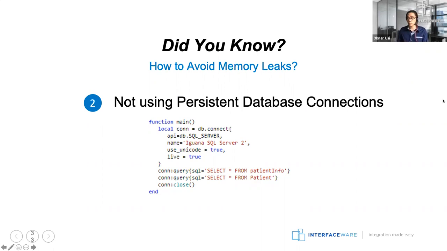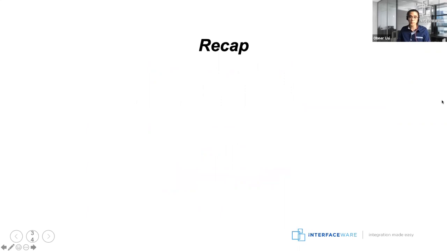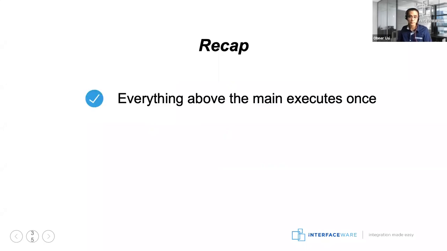For now, let's recap what we learned and tie it back to the main focus of this webinar, which is how to keep your channels running smoothly. We talked about how everything above the main executes once. It's great to put constants or templates here, so you don't need to execute them each time the script runs. Of course, what you decide to put above the main is completely up to you and certainly not limited to constants or templates. We use this workflow to improve performance and increase the throughput of all your scripts.